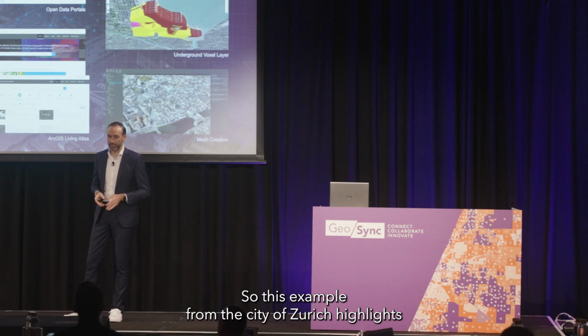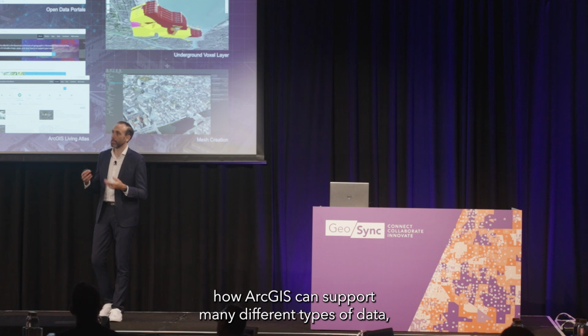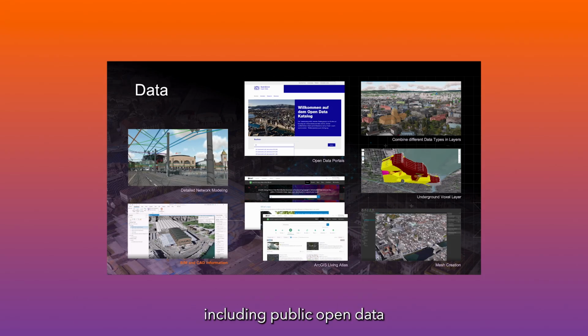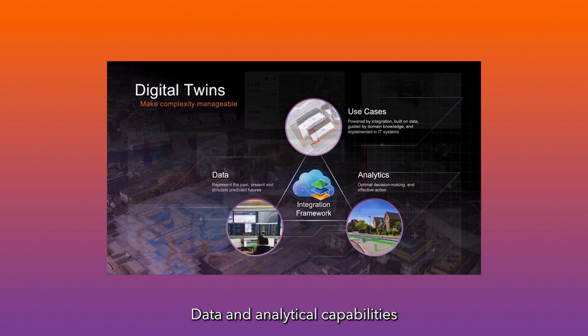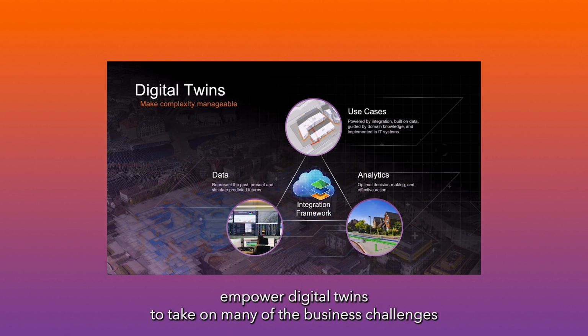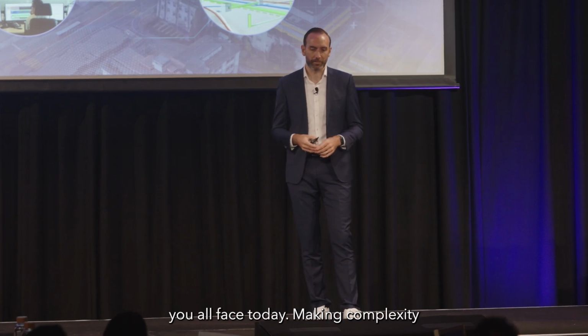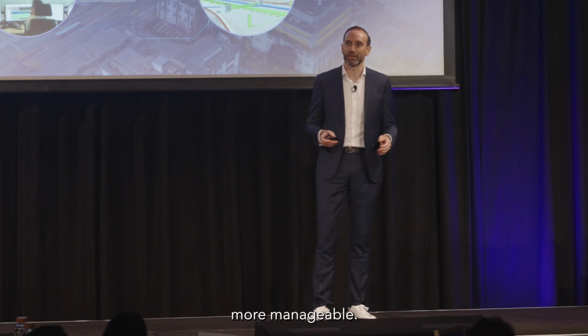So this example from the city of Zurich highlights how ArcGIS can support many different types of data, including public open data or detailed network models, such as for utilities. We also saw how ArcGIS supports analytics to simulate past, present, and projected future scenarios of Zurich's built and natural environments. Data and analytical capabilities empower digital twins to take on many of the business challenges you all face today, making complexity more manageable.